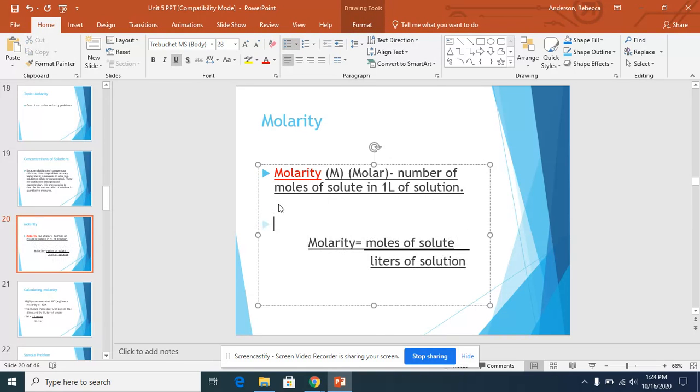Okay, so here is the formula. Molarity is moles of solute divided by liters of solution. So if you want to type that in, if you don't want to make it a fraction like I did, you can always just put a line like that so you know that it's divide. Moles of solute divided by liters of solution.